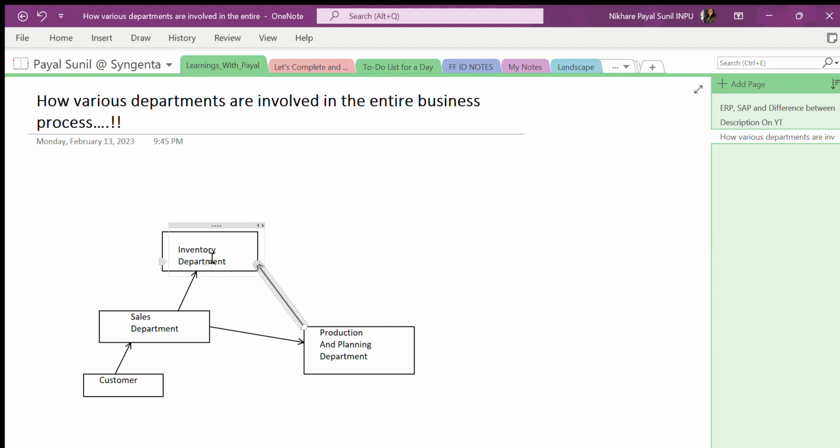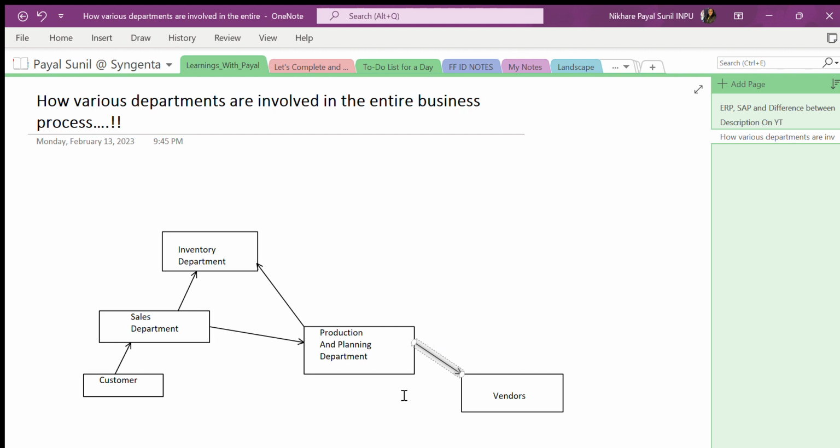Now again, let's assume that the particular raw material required to manufacture that product is not available. If in case that raw material is not available, then the production and planning department will contact vendors and buy that material. They will contact vendors to purchase that raw material from them.